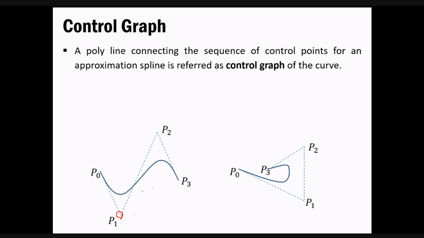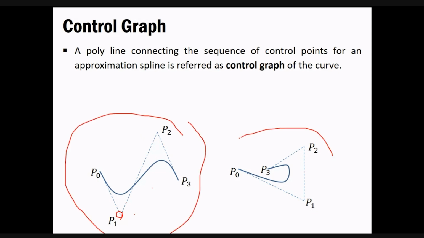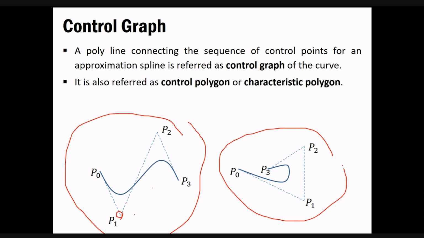Okay, now you'd be saying, why do we need this control graph? At some point you want your line to be extended from this point to this point, or you want your shape to look like that. Then at that time you need something that would control your complete shape. So that's why we are defining one environment that would look like this. And similarly for different shapes you would be having different things. Okay, so it is also referred to as control polygon or characteristic polygon.